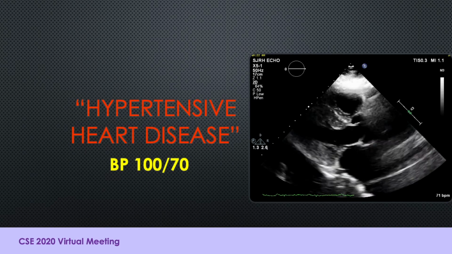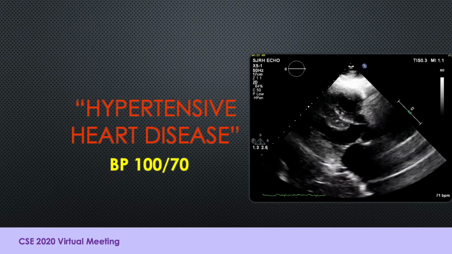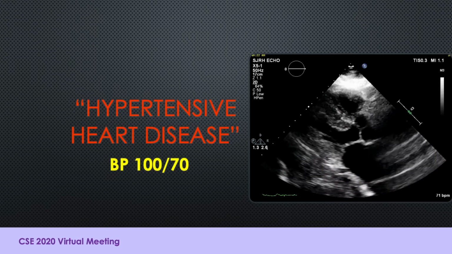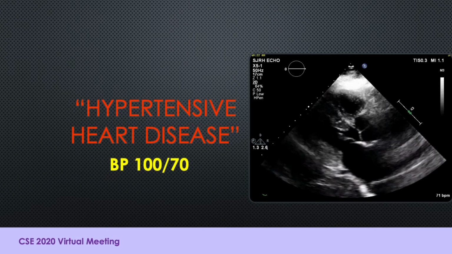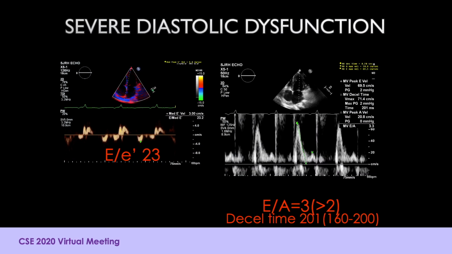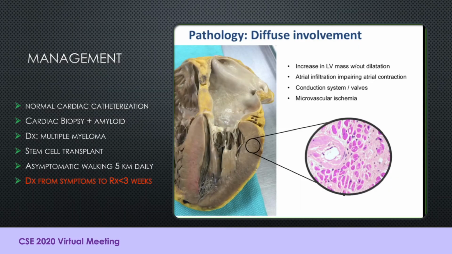The echo was read by the cardiologist reading studies that day as hypertensive heart disease, although his blood pressure was 100/70. It did report, however, severe diastolic dysfunction with an E/E prime ratio of 23 and an E/A ratio of 3, clearly very restrictive. Patient was admitted, had a coronary angiogram which was normal, a biopsy was positive for amyloid due to underlying myeloma. He was treated with a stem cell transplant and now is asymptomatic, walking 5 kilometers daily, and I saw him last week.